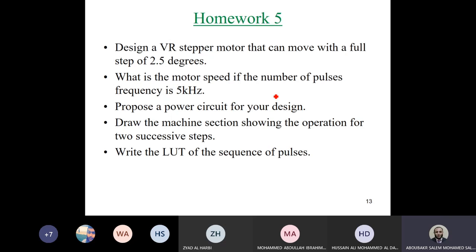Say, for instance, step number 1 and step number 2. We need you to draw the cross section of the machine, showing the rotor position, stator teeth, and the energized coils in the same way as we made here in this class, and write down the lookup table for the sequence of pulses. So this is the homework for the stepper machine part. Any questions, شباب, regarding this homework?